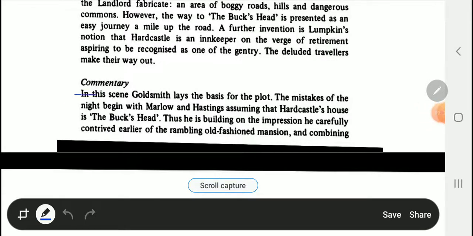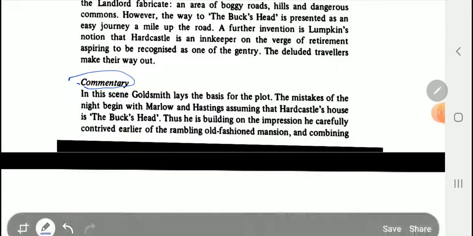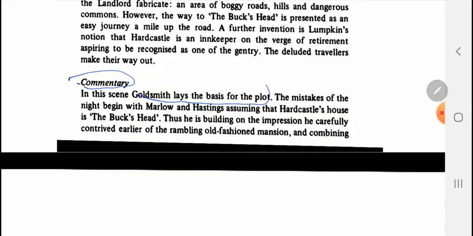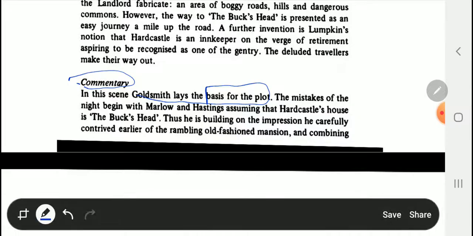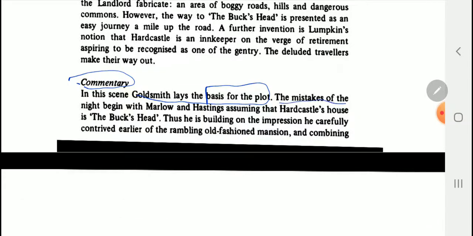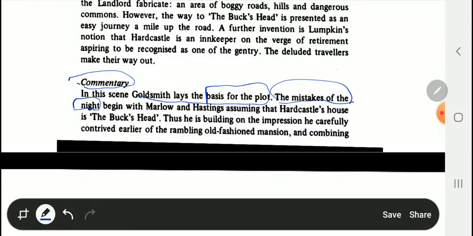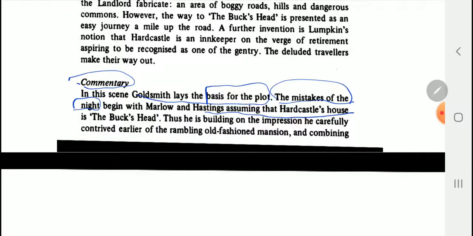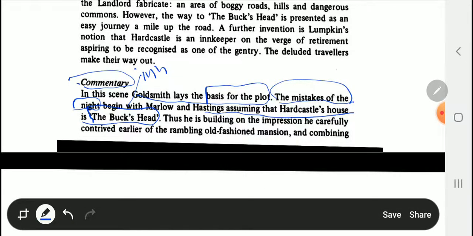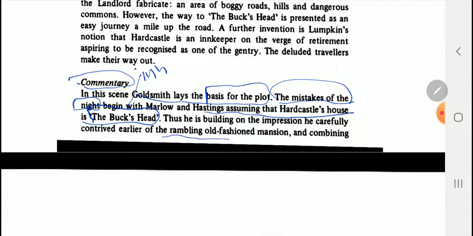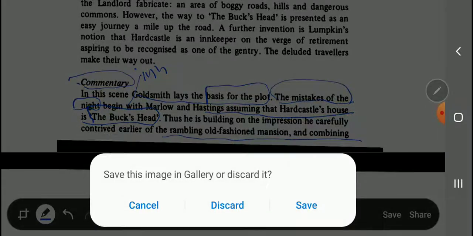So do you see, student, this is a little bit of commentary on the play. In this scene, Goldsmith lays the basis for the plot. From here, he started to lay the basis for the plot. So this is the mistake of the night. Here we go with the mistake of the night that begins with Marlow and Hastings assuming that Hardcastle's house is the Buck's Head or the inn. Okay? And he's building on the impression he carefully contrived earlier of the rambling old-fashioned mansion.